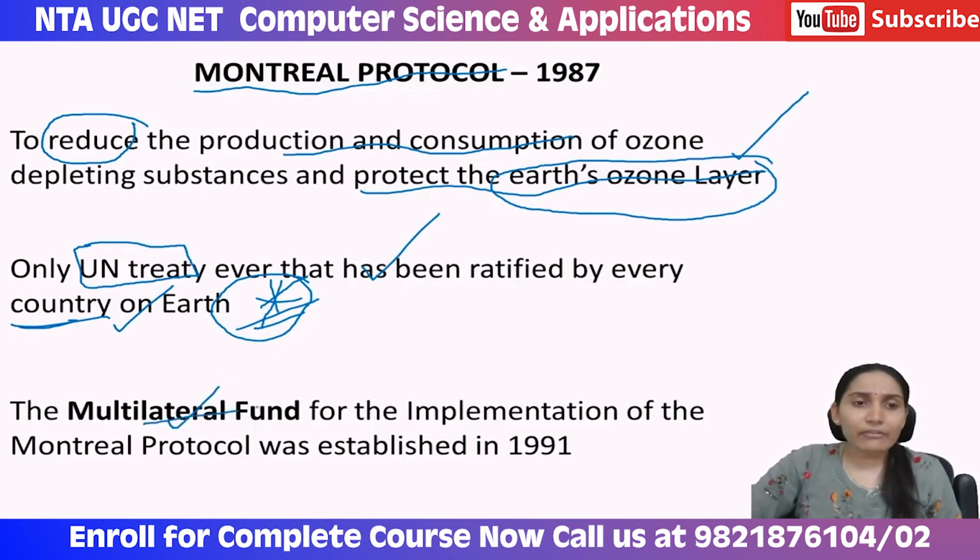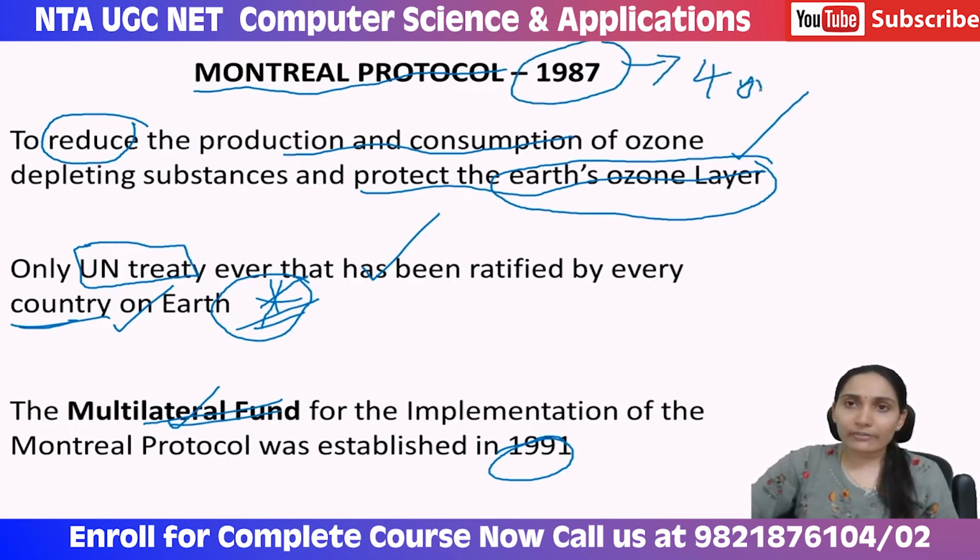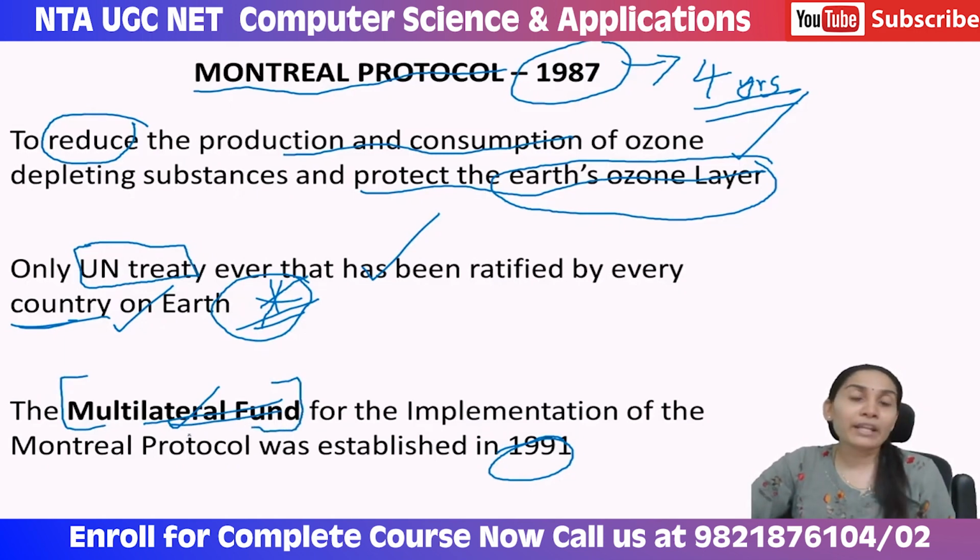The Multilateral Fund for the implementation of the Montreal Protocol was established in 1991. The Montreal Protocol was adopted in 1987, and after 4 years, that is in 1991, a fund was established, that is the multilateral fund. Multilateral fund means there will be contribution from all the governments.